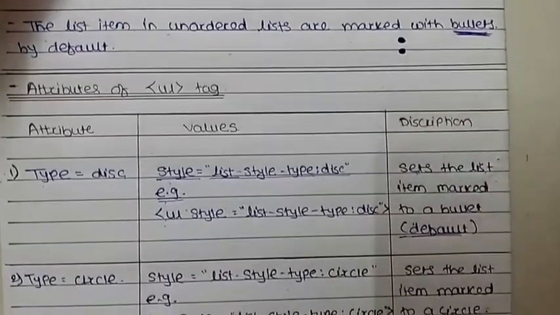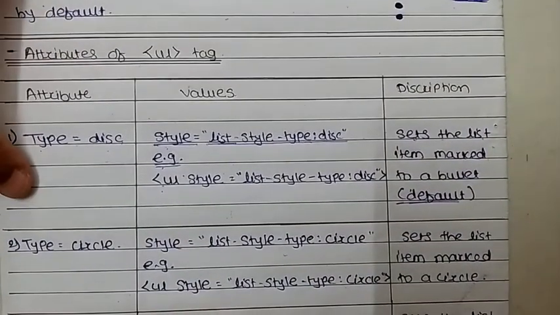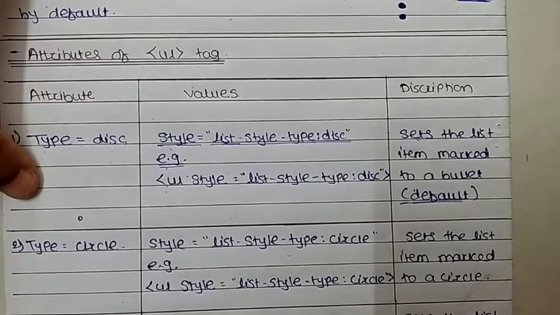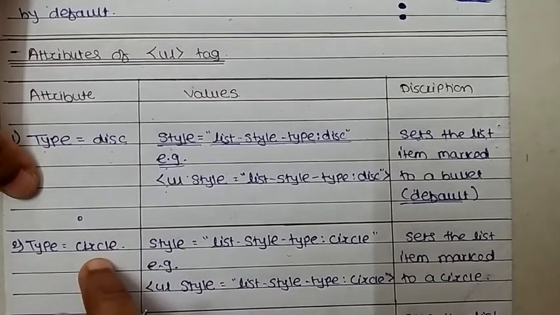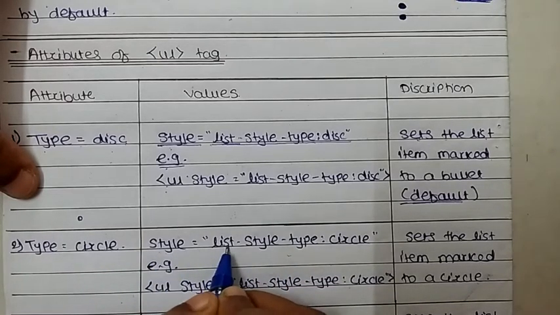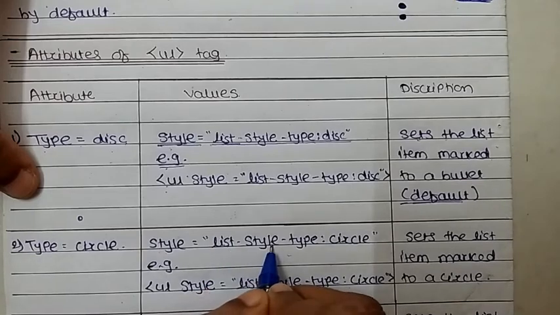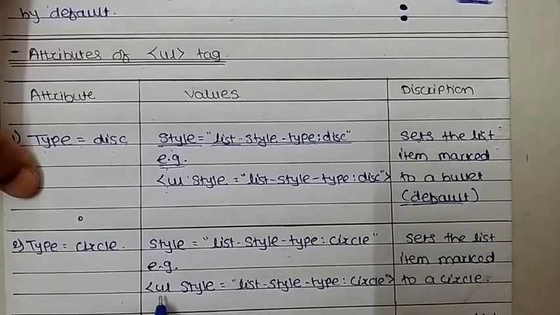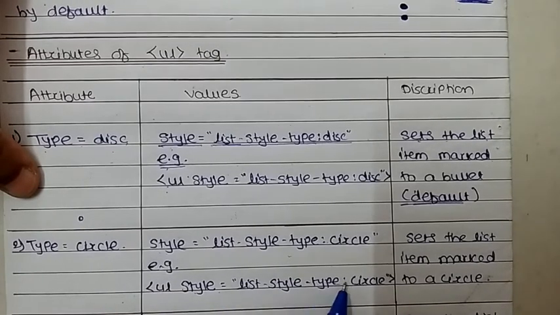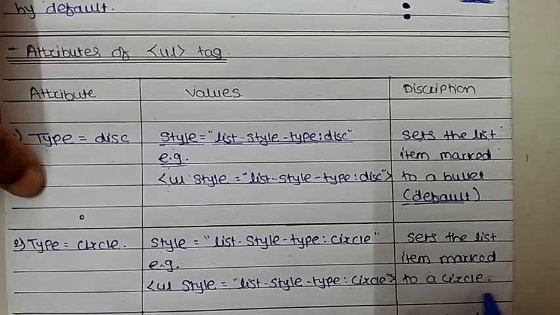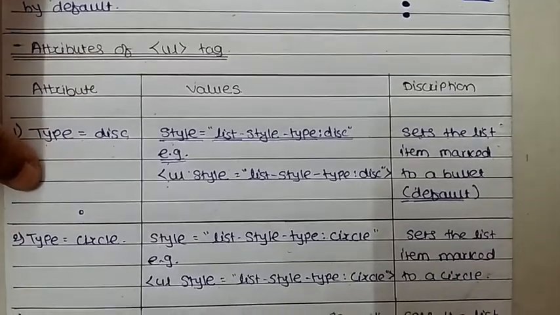Now the next value is what? Circle. When we want to get a circle like this without filling, then we use this value, that is circle. So how to write this? Style is equal to list-style-type circle. So in your coding you write UL style is equal to list-style-type circle. So it sets the list item marker to a circle like this. This is the explanation of this value.